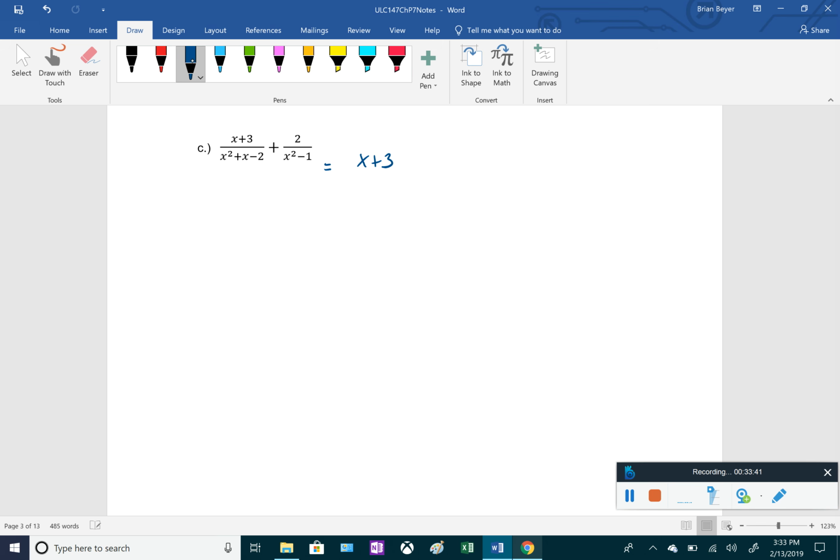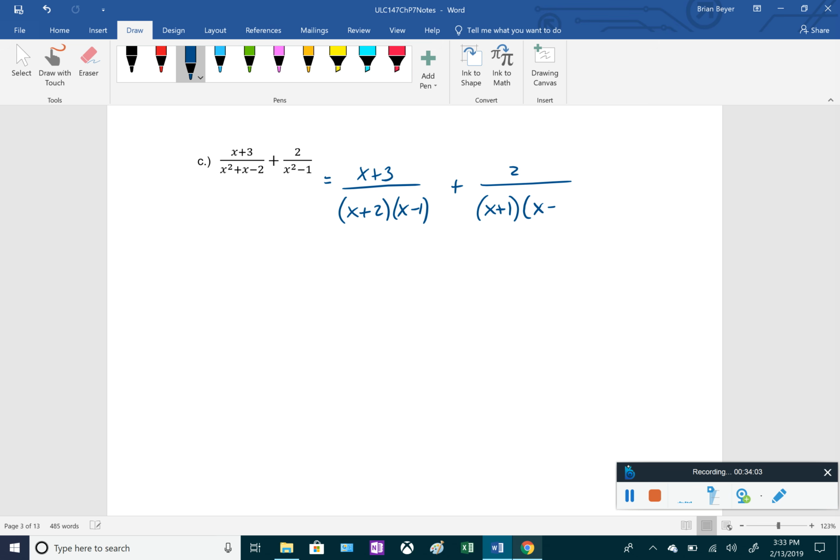So x plus 3 over, factoring that denominator, it factors to x plus 2 times x minus 1. And factoring the second one, difference of squares, bigger fraction. So it's going to be x plus 1 times x minus 1. So let's find this LCD.